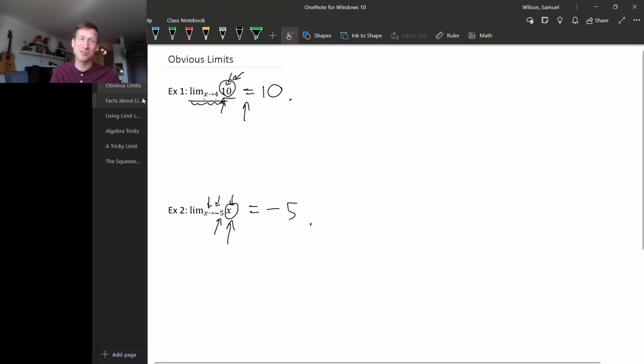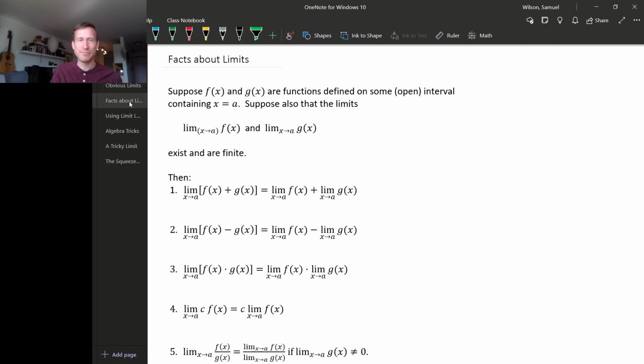So instead, I'm just going to list these facts. I'm a little hesitant to do this because I always feel like it's cheating to just throw out some facts and expect you to believe me, but these seem plausible enough that I hope that you will believe me. If your limit has the familiar operations inside of it, like you're adding things, subtracting things, multiplying things, or dividing things, it turns out that limits do exactly what you hope they would do.